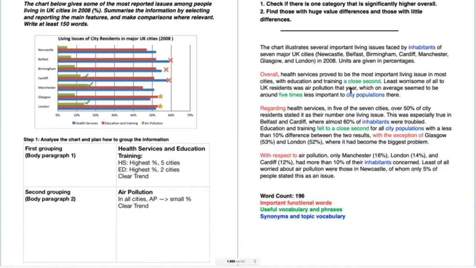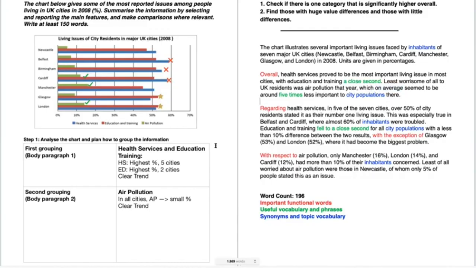It's very specific because we're talking about 2008, which on average seemed to be around 5 times less important to city populations there. Now, it's 5 times less just because I've looked at the percentages. We've got around 50 and around 10. So just from looking at math, that would be 5 times. Of course, we're just estimating here, which is why I have on average, which is another great phrase.